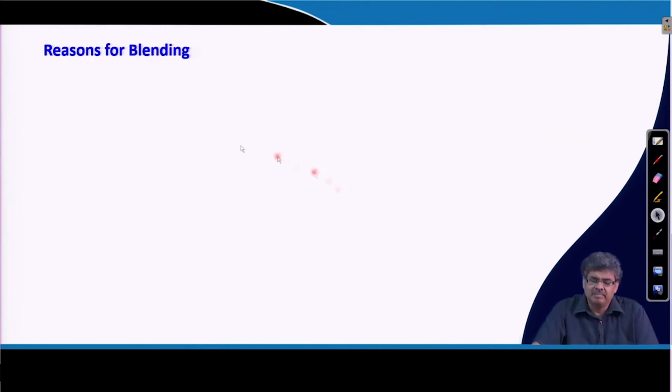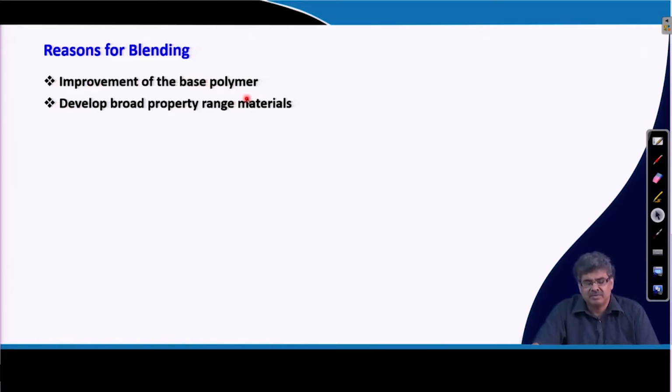Now, why should we blend? We discussed a little bit in the first slide, because it improves the base polymer, especially if the base polymer is a cheap polymer, then we can add some other polymers to improve the performance of the base polymer, and it helps in developing a broad range of properties. From the same two polymers, we can mix in different ratios to make different grades and basically have different products.